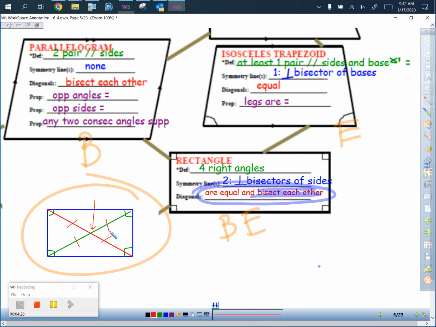I'm going to make up a length. Pretend that is 5. How long should this guy be then? 5. Awesome. How long is the red one? Total length of the red one. How long is it? 10. How long should the green one be? It better be 10, right?